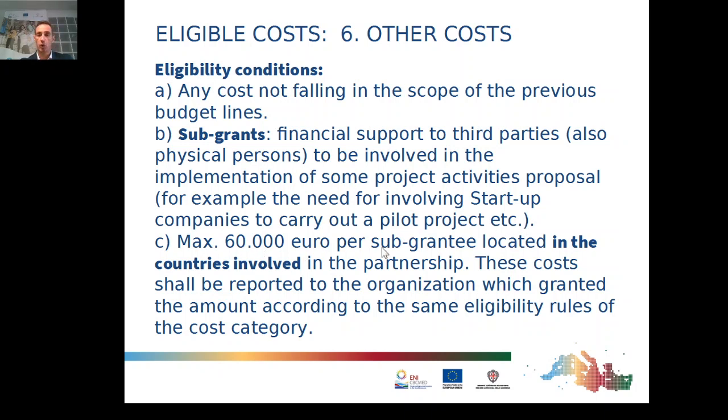Maximum €60,000 per subgrantee, located in the countries involved in the partnership. This is very important to understand who can benefit from your subgrants. These costs shall be reported to the organization which granted the amount according to the same eligibility rules of the cost category. So mainly what we are showing you in this presentation, what the partners and the lead applicant will have to respect when reporting their costs. The beneficiaries, the subgrantees, will have to respect them the same way.